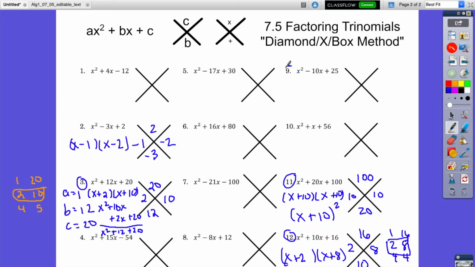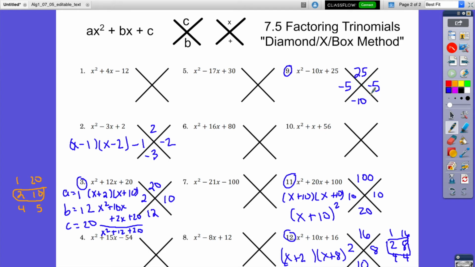We'll do number 9 right here. What number goes up here? 25. What number goes down here? Negative 10. Okay, two numbers that make positive 25 when I multiply them. I know it's 5 and 5, but 5 plus 5 is positive 10. So it's going to be negative 5 times negative 5.